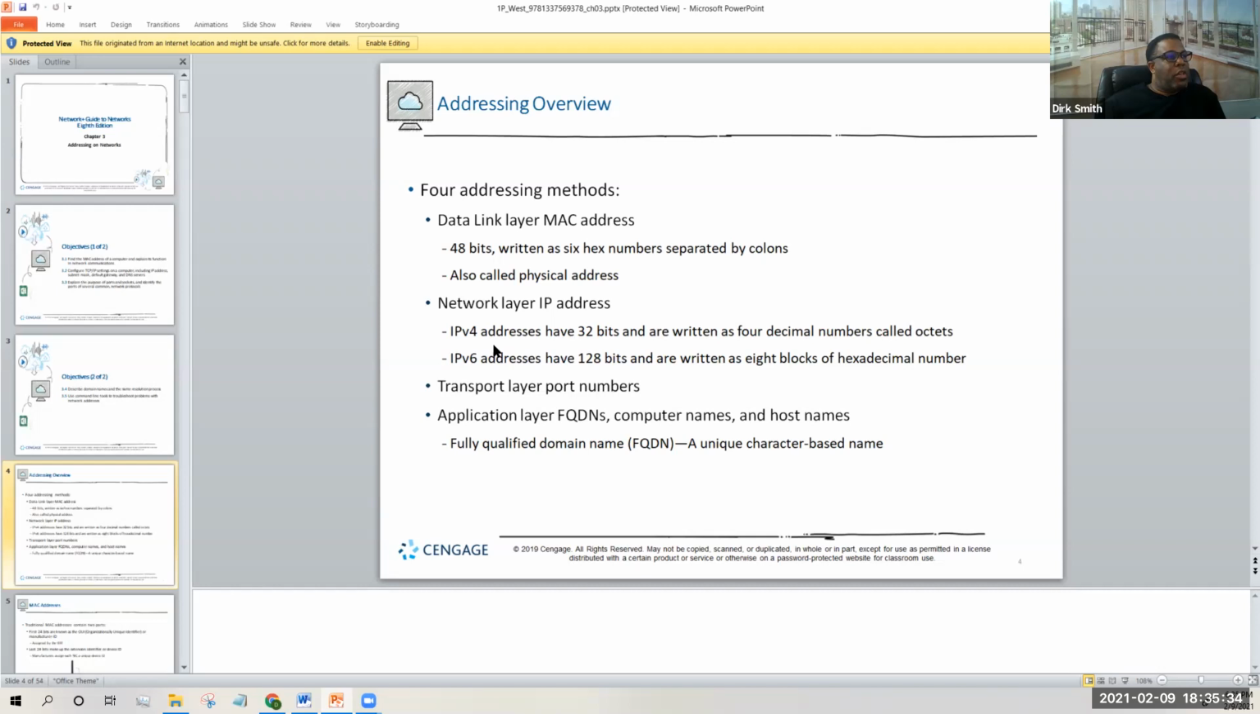Okay, so the IP address: we have two types of IP address. When we first started out, we started out with IPv4. It was a 32-bit IP address, separated into four parts. We went over binary last week. It was 4 decimal numbers separated by decimal points, which we call octets in the networking community.